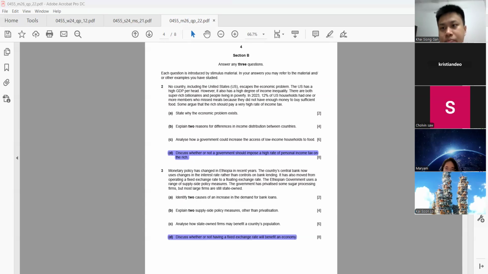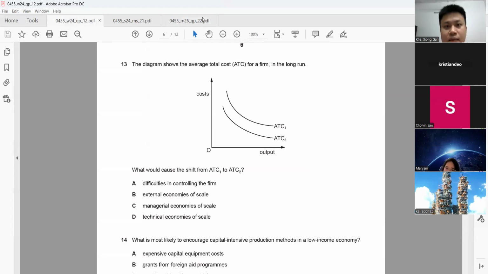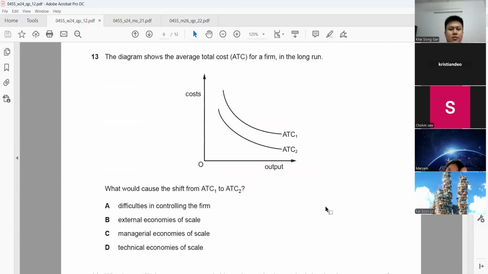Okay, continue to the next one. There is a question about this one. Hold on, I'm showing my screen. One Q&A, this question. Can you tell me question 13? What is the answer? Question 13 that you see on my screen right now. I believe you can see it. What will your answer be? What will cause the shift from ATC1 to ATC2?